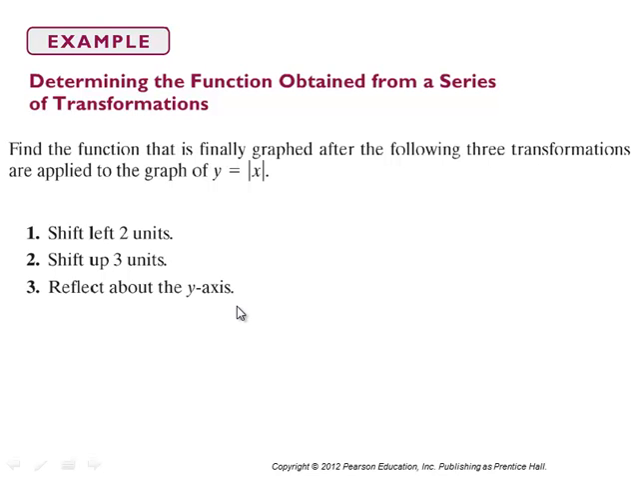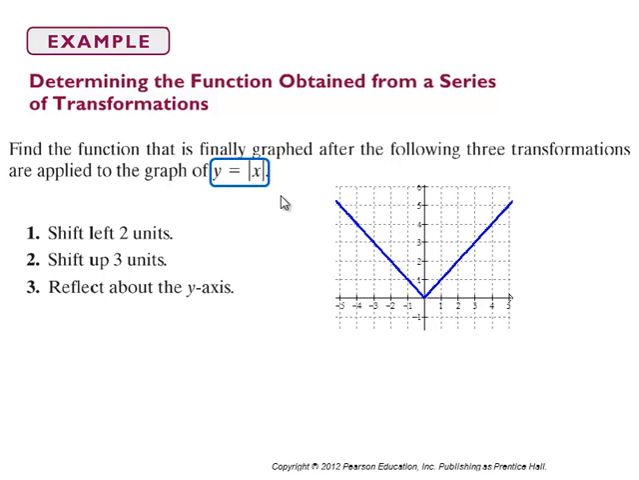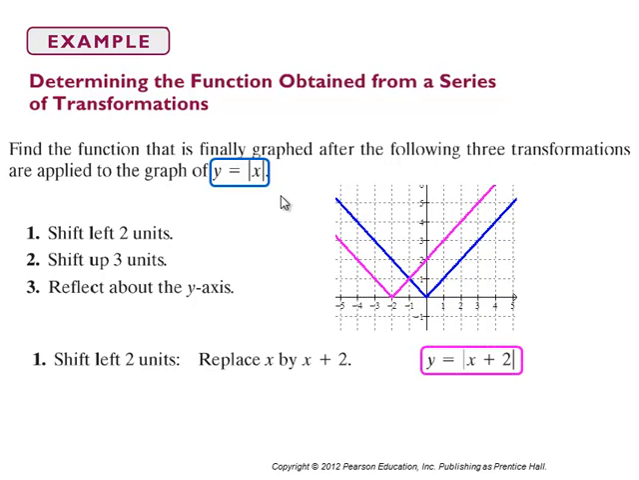So here's a follow-up question. Suppose that we've got the graph of y equals absolute value of x. Let's do 3 transformations. The first transformation is we're going to shift left 2 units. What would we need to do to the function to shift the graph to the left 2 units? You would be correct if you replace x by what? X plus 2, right? So replace x by x plus 2, then you'll see the graph in the purple.